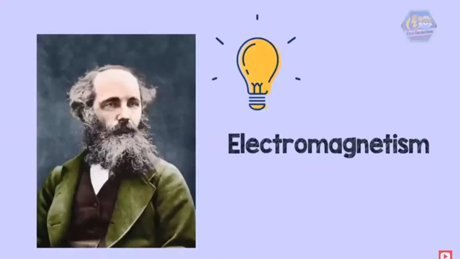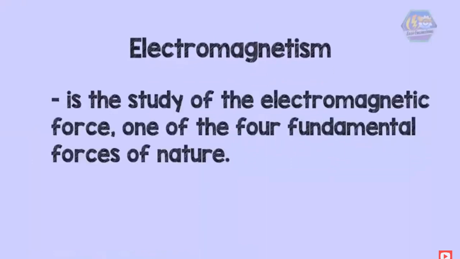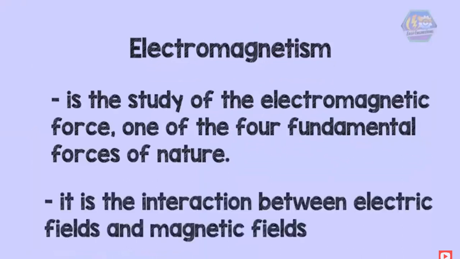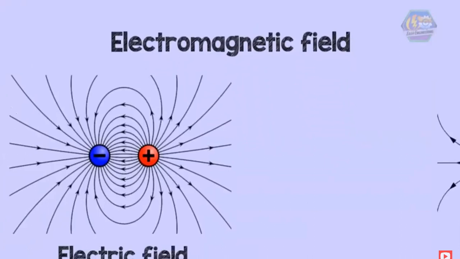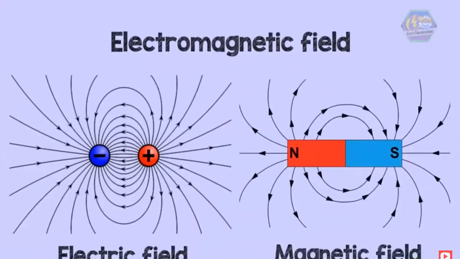We mentioned the term electromagnetism, but what is electromagnetism? So, electromagnetism is the study of the electromagnetic force, one of the four fundamental forces of nature. It is the interaction between electric fields and magnetic fields. An electromagnetic field is a combination of two fields, an electric field and a magnetic field. Now, have you heard the three equations of Maxwell? Now let's talk about it one by one.